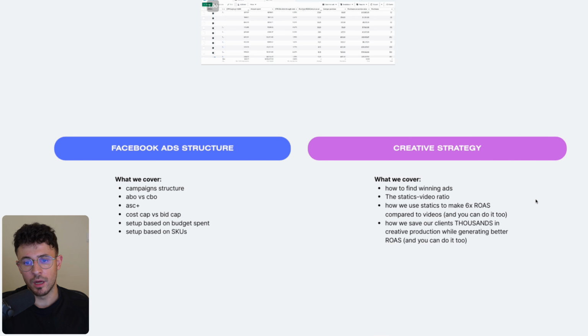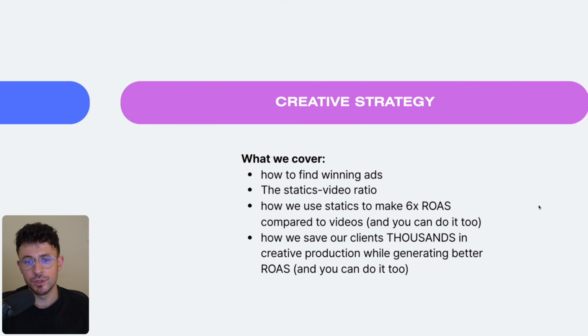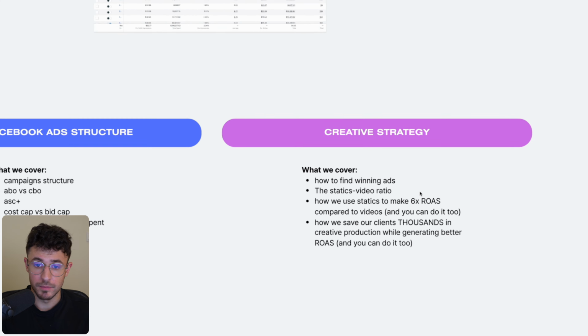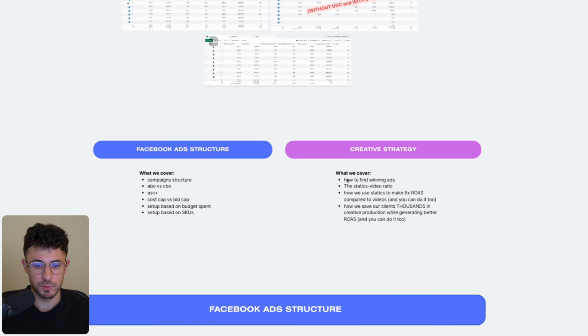Creative strategy, I'm going to cover how to find winning ads, the statics to video ratio, so how many statics and videos you should use, how we use statics to make even 6x return on the ad spend compared to videos. I'll also cover how we save our clients 1,000 creative production while generating better return on ad spend, and you can do it too as well. So yeah, let's get started with the Facebook ad structure.